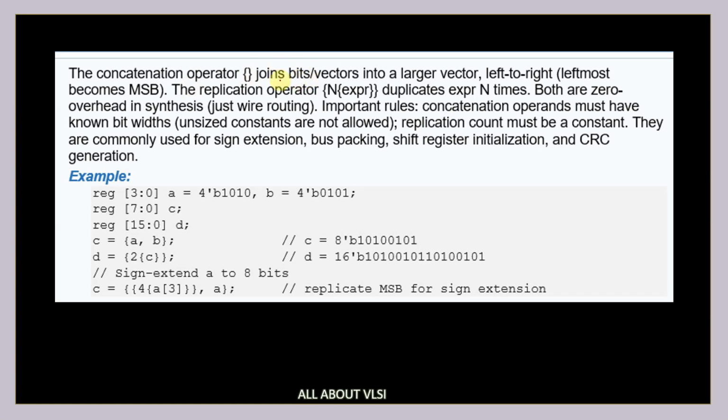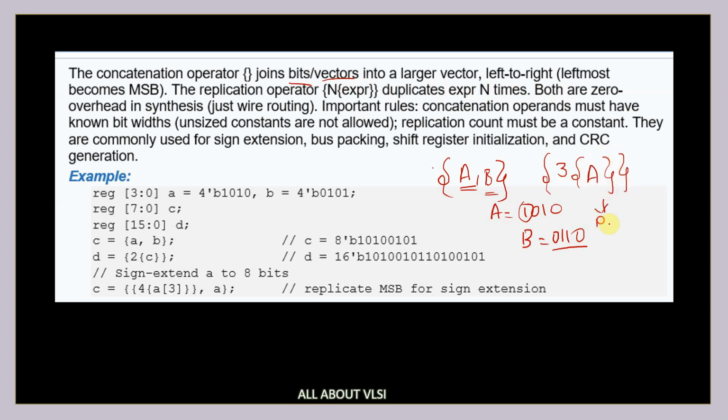So basically, the concatenation operator joins bits or vectors into a larger vector from left to right. The leftmost becomes the MSB. For example, if I write the concatenation {A, B}, where A is 1010 and B is 0110, then A becomes the MSB and B is my LSB. The replication operator duplicates an expression n times. For example, if I write the replication {3{A}}, the value of A will be replicated 3 times, like 1010, 1010, 1010.